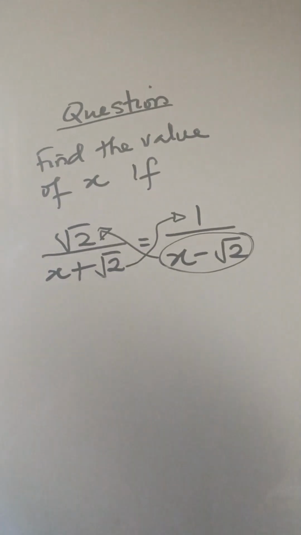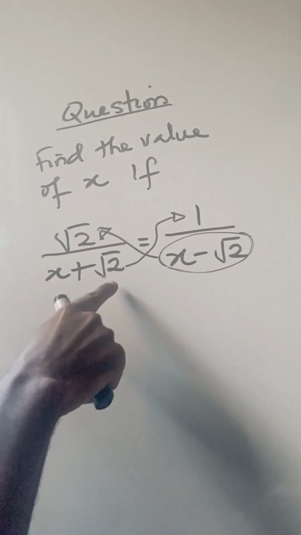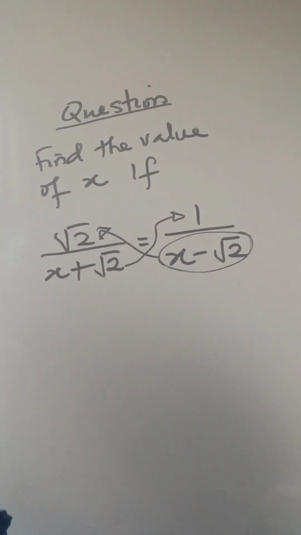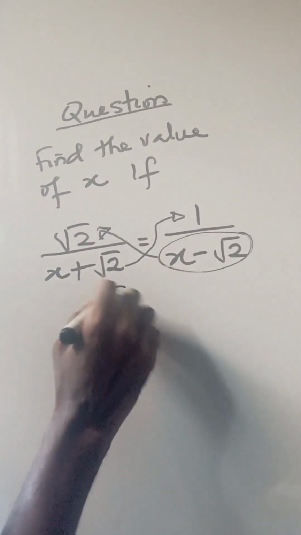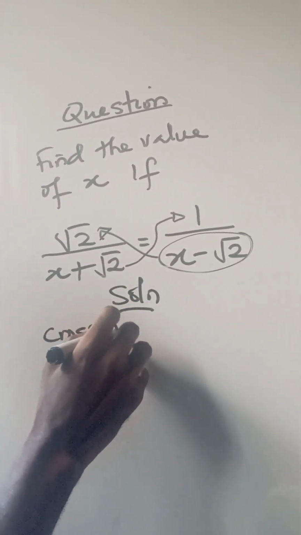Alright guys, we have a problem on the board. Find the value of x if root 2 divided by x plus root 2 is equal to 1 divided by x minus root 2. Our solution would be, first we want to what? Cross multiply.